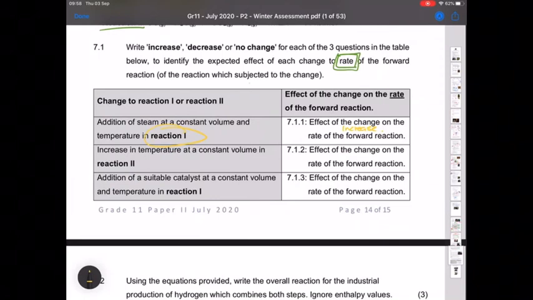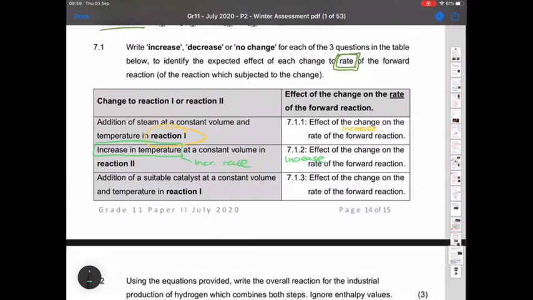For 7.1.2, if you increase the temperature of any chemical reaction, the particles are going to move faster, more kinetic energy. If the particles are moving faster, you're going to get more collisions. Some of those collisions will be successful, with the correct orientation and sufficient kinetic energy. But basically, increased temperature, even in grade 9, you would have learned, increases the rate. So increase in rate.